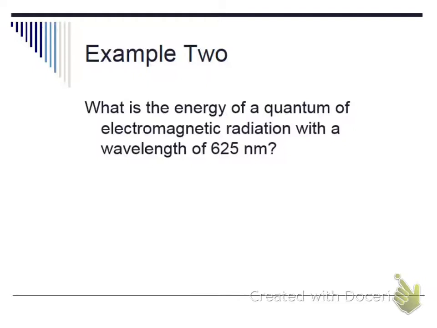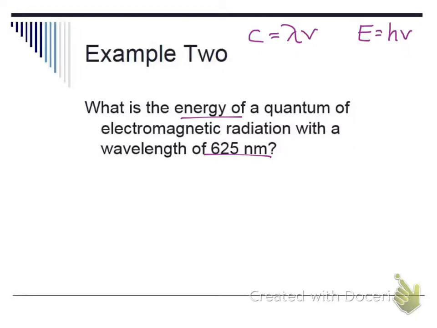Here is another example, and this is going to basically marry the two equations we've done so far. This one wants to know the energy when it gives you wavelength. So you have two equations that you can use. You can use c is equal to the wavelength times frequency, and you can use E is equal to hν.